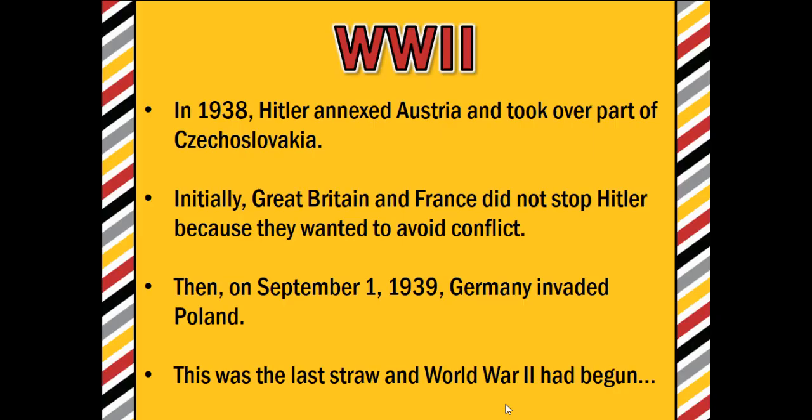In 1938, Hitler annexed Austria and took over Czechoslovakia. Initially, Great Britain and France didn't stop Hitler because they didn't want conflict. And then on September 1st, 1939, Germany invaded Poland. And this is what started World War II.